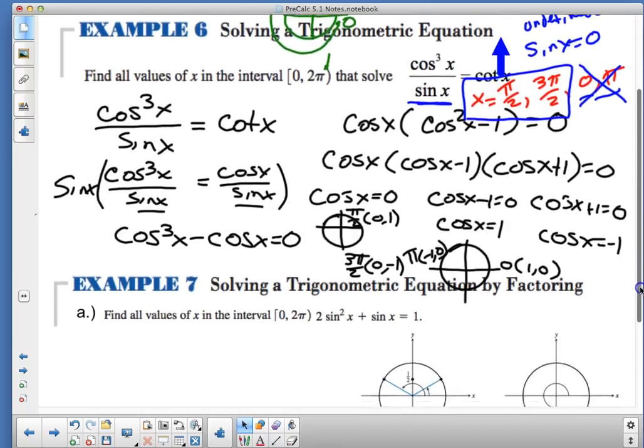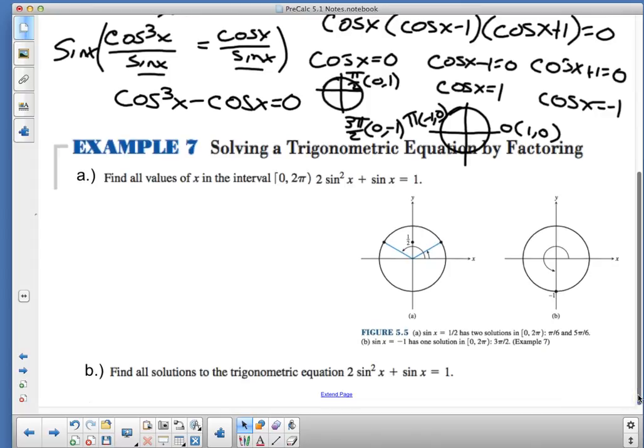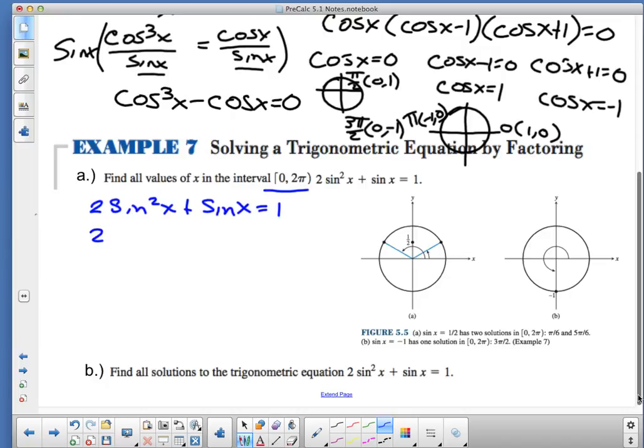Now, as we move on here, we're looking at example 7. And in 7, we're going to break it up in a couple different steps. Again, we still have that interval, so it includes 0, but it goes all the way up to 2 pi, but not including 2 pi. So now I'm looking at 2 sine of 2x plus sine of x equals 1. And if I get everything on the left side, it kind of looks like 2x squared plus x minus 1. So that's basically what I'm going to be factoring with sine as my x value.